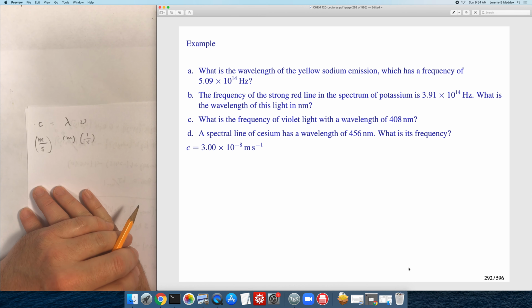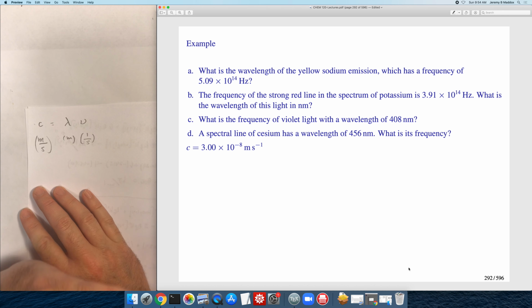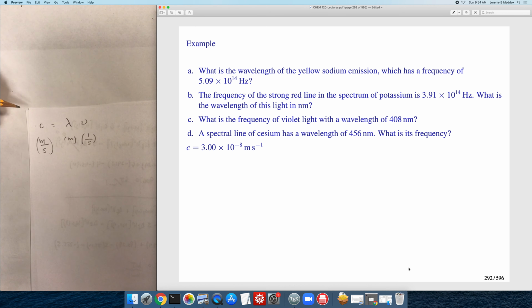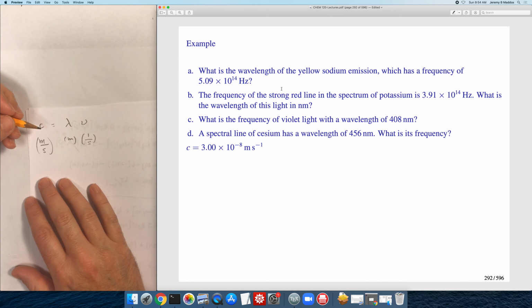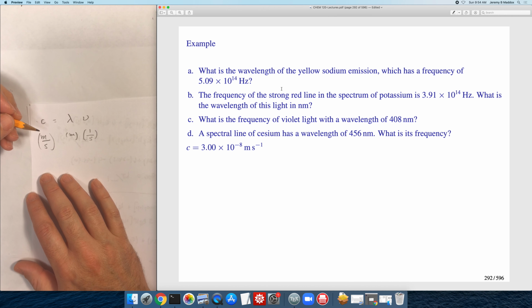I'm sure you're familiar with street lights, that yellowish type of street light. This is the type of light that we're talking about. Those are sodium vapor lamps, and this is the frequency of the light that comes from those types of lamps. So we are being asked to calculate the wavelength here.